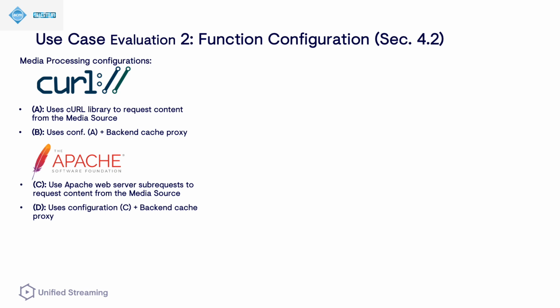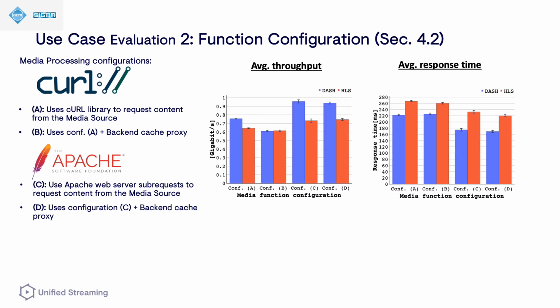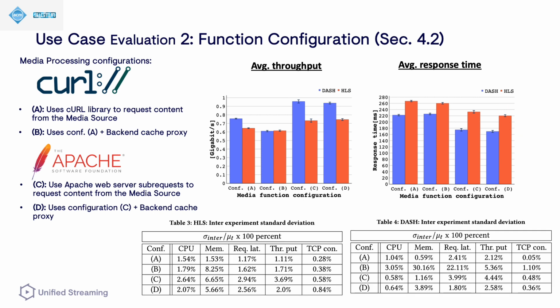For configurations C and D, we use Apache Web Server internal subrequests to request content from the media source. Based on certain metrics, we use the inter-experiment standard deviation of the metrics mean to identify failures and high variations. Therefore, configuration D was the most suitable configuration for this media processing function, and configuration B provided an incorrect configuration with a high inter-experiment standard deviation for the metrics mean.